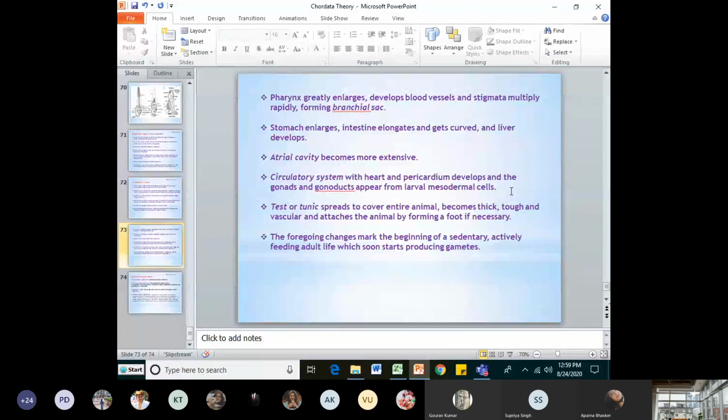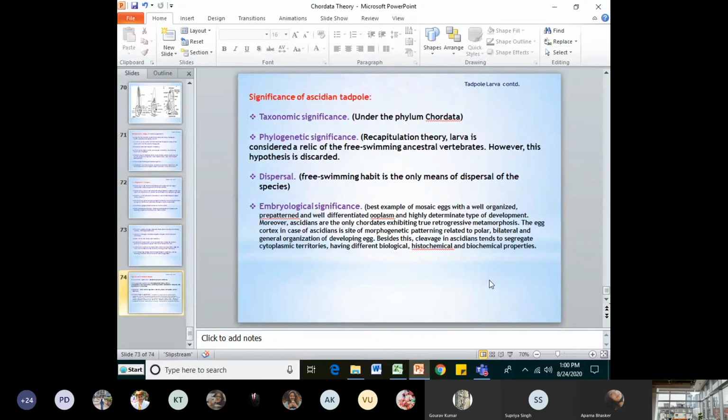Test and tunic spread to cover the entire animal, becoming thick, tough and vascular, and attach the animal by forming a foot, as is necessary. So most of the body, you can say 60% of the body, is performing the function of the foot, and the rest of the body is involved in other physiological activities. The foregoing changes mark the beginning of sedentary, actively feeding adult life, which soon starts producing gametes.